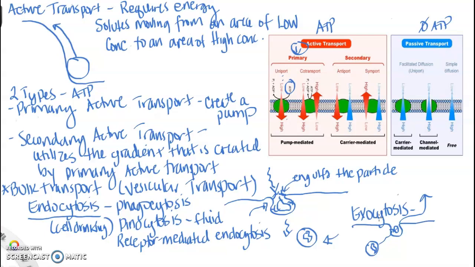Okay, so those are the ways that things move into and out of the cell. So passive transport, active transport, and along with active transport is bulk transport or vesicular transport, and that's endocytosis, the 3 types there, and the exocytosis.